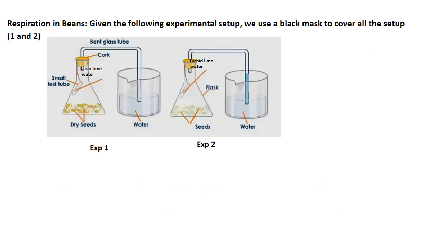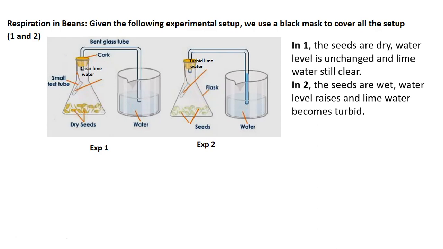Respiration in beans. Given the following experimental setup, we use a black mask to cover all of setups 1 and 2. This is setup number 1, and that is the 2. Look at the seeds, dry seeds here, and seeds dipped in solution. A small tube containing clear lime water, and here turbid lime water. This is a cup of water connected with a vented glass tube. And each flask is stuffed with a cork.